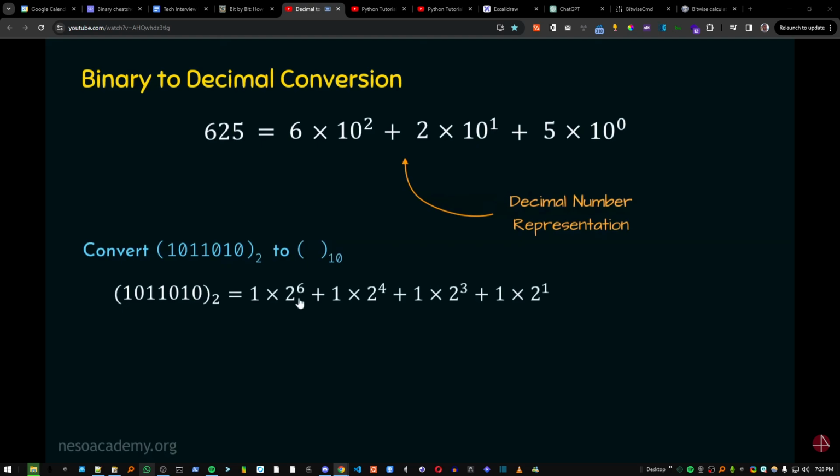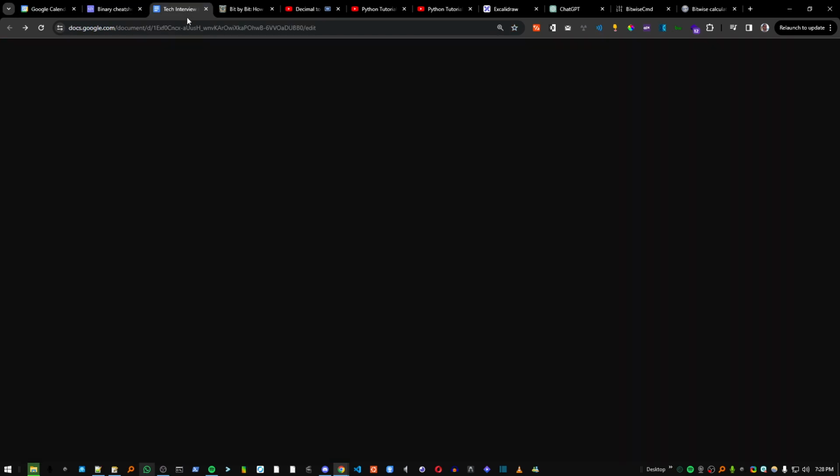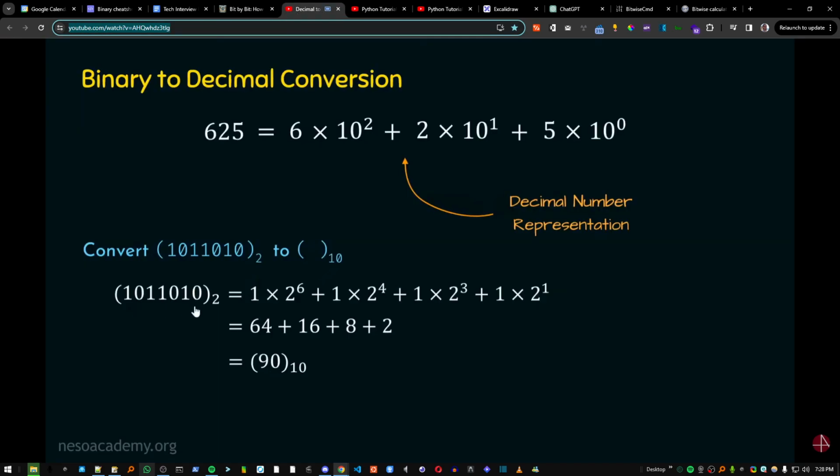Here we will get 1 into 2 to the power 6 plus 1 into 2 to the power 4 plus 1 into 2 to the power 3 plus 1 into 2 to the power 1. Note that there is no need to mention 0 into 2 to the power 0, then 0 into 2 to the power 2, because 0 multiplied with anything will result in 0 only, and it will not contribute to this addition. Hence we should not mention them. Here we will get 64 plus 16 plus 8 plus 2, which is equal to 90. So this is the equivalent decimal number of this binary number 1011010.